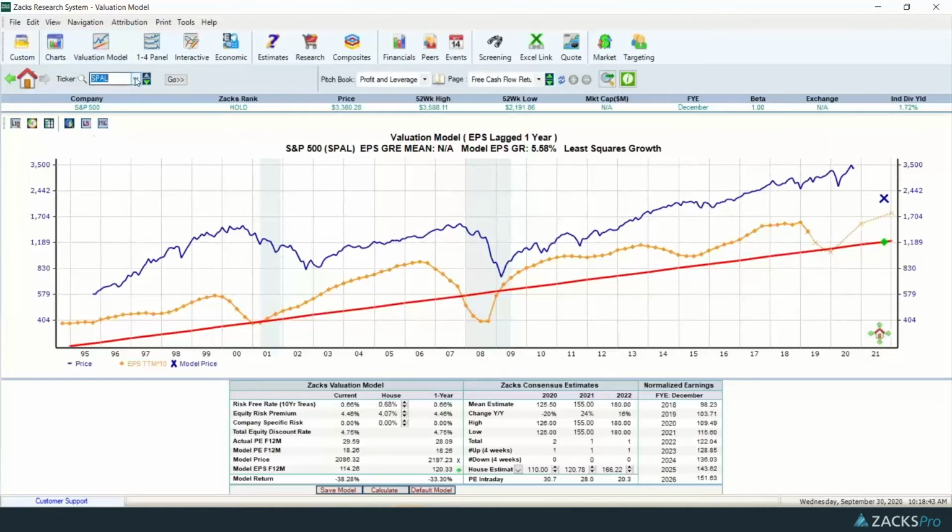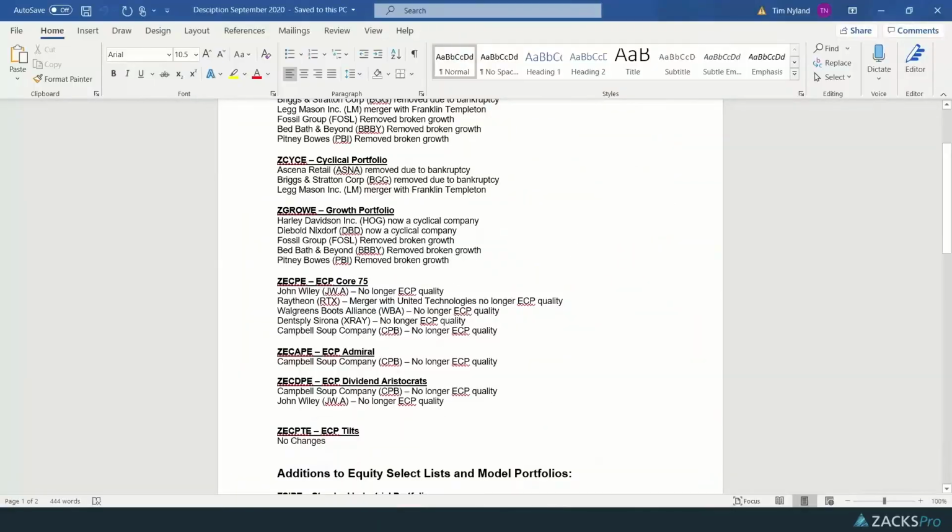So let's take a look at what we did with some of the changes to the earnings certain portfolio. And I love to talk about the names, which we'll do right now. So we removed John Wiley, we removed Raytheon, we removed Walgreens, we removed Dentsply, which is basically dental supplies, and we removed Campbell Soup.